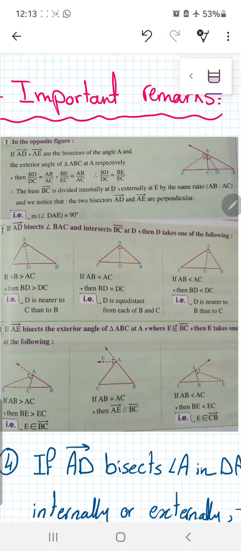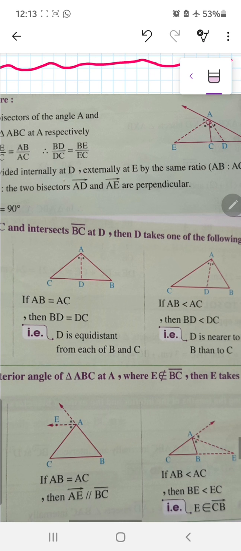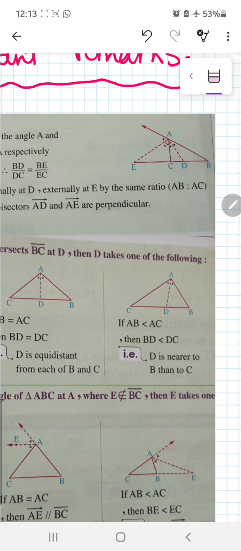Hello everyone. We will complete the angle bisector and proportional parts. We have some important remarks. Number one, if AD and AE are the bisectors of the angle, exterior and interior, we get the ratios. For the interior, we have the ratios here.